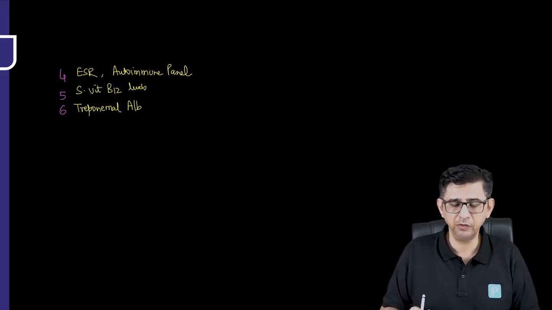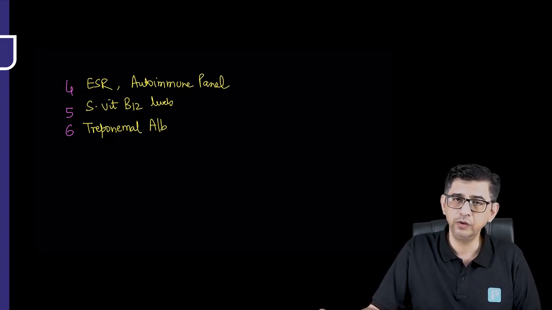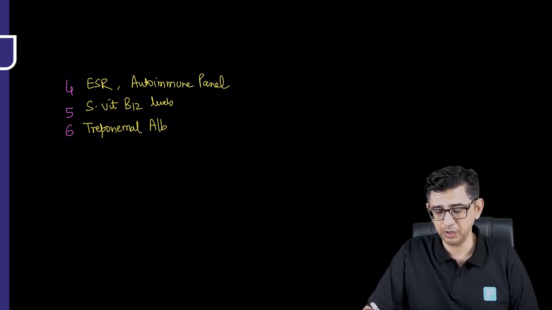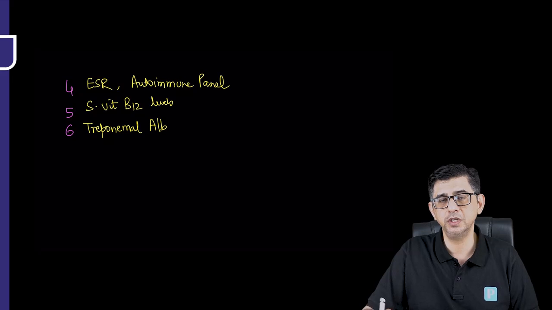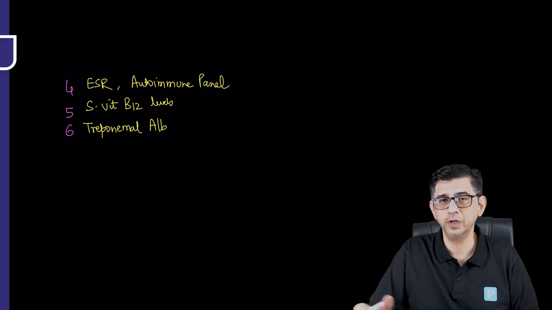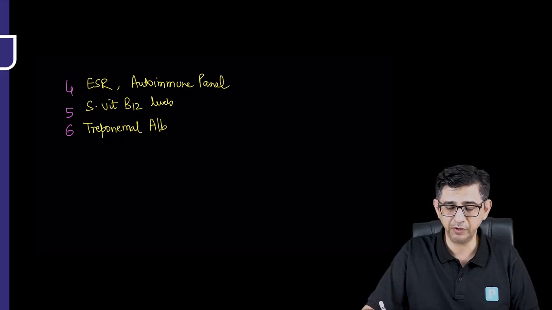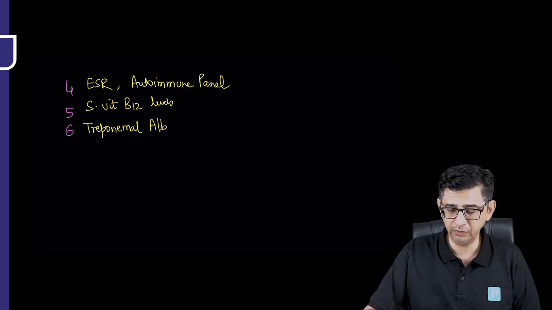Points number 4, 5, 6 are for alternative diagnosis. We'll do an autoimmune panel because autoimmune diseases, Behçet's disease, neuro-Behçet's can again cause neurological manifestations. Serum vitamin B12 levels have to be done because even vitamin B12 deficiency can involve the spinal cord as well as the peripheral nerves. So a combination of lower motor and upper motor manifestations can be present, and treponema antibody levels to rule out the possibility of neurosyphilis as well. So 4, 5, 6, I don't think would ever be asked to you in the exam because these are obviously for alternative diagnosis.